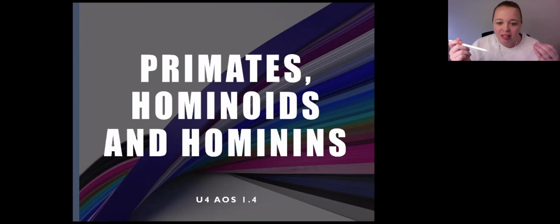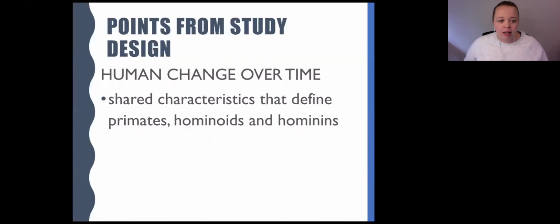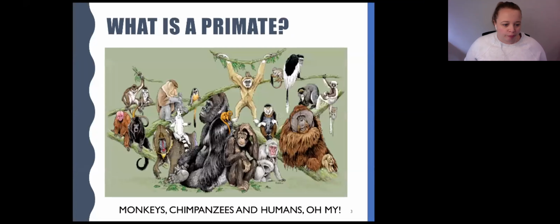So now we're just looking at this last little subsection, which responds to human evolution. Okay, so it isn't the whole of evolution, it's just about human evolution, and it starts off with this section on the shared characteristics that define primates, hominoids, and hominins. So we're in your final booklet. It's got the yellow title on it, and I am on page 2.